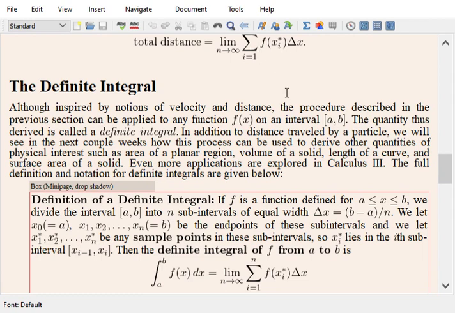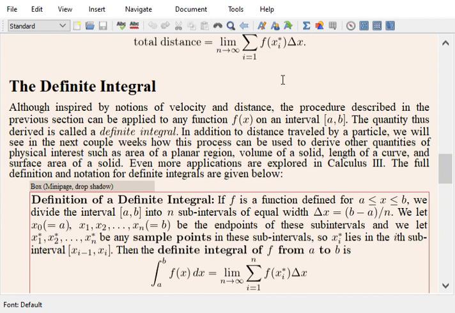Each piece in this formula has a very specific meaning, which I think I've described in as much detail as I possibly can. Although it is inspired by notions of velocity and distance, it can be inspired by other things as well. For instance, you've probably seen the idea of taking the area under a curve and doing this exact same sort of analysis to it. I like to think of it in terms of velocity and distance, though.